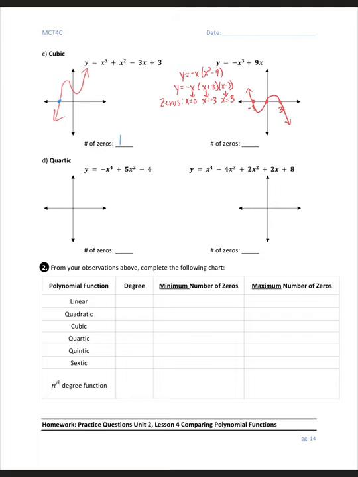Okay, and just a couple things to point out about our cubics. First of all, we have a negative leading coefficient.